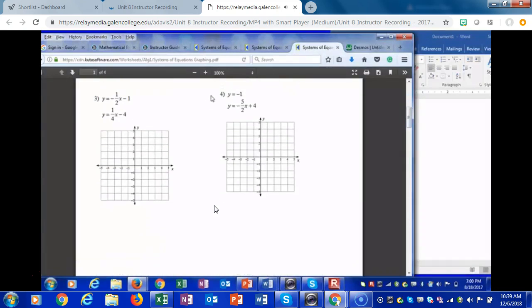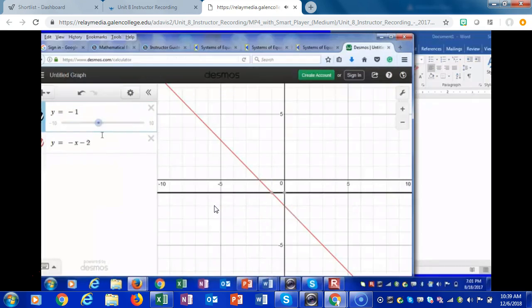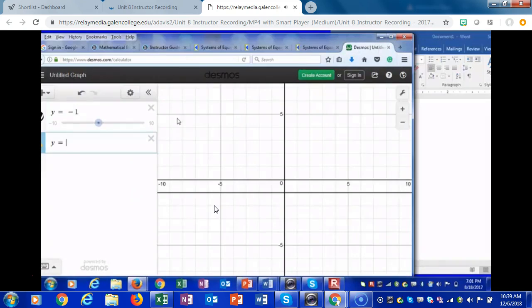Let's put another problem in there. Y equals negative 1. And y equals negative 5 halves x plus 4. Okay. Let's look at this intersection point. Remember this is y equals negative 1, and this is y equals negative 5 halves x plus 4. Our intersection point here is 2, negative 1. Okay.